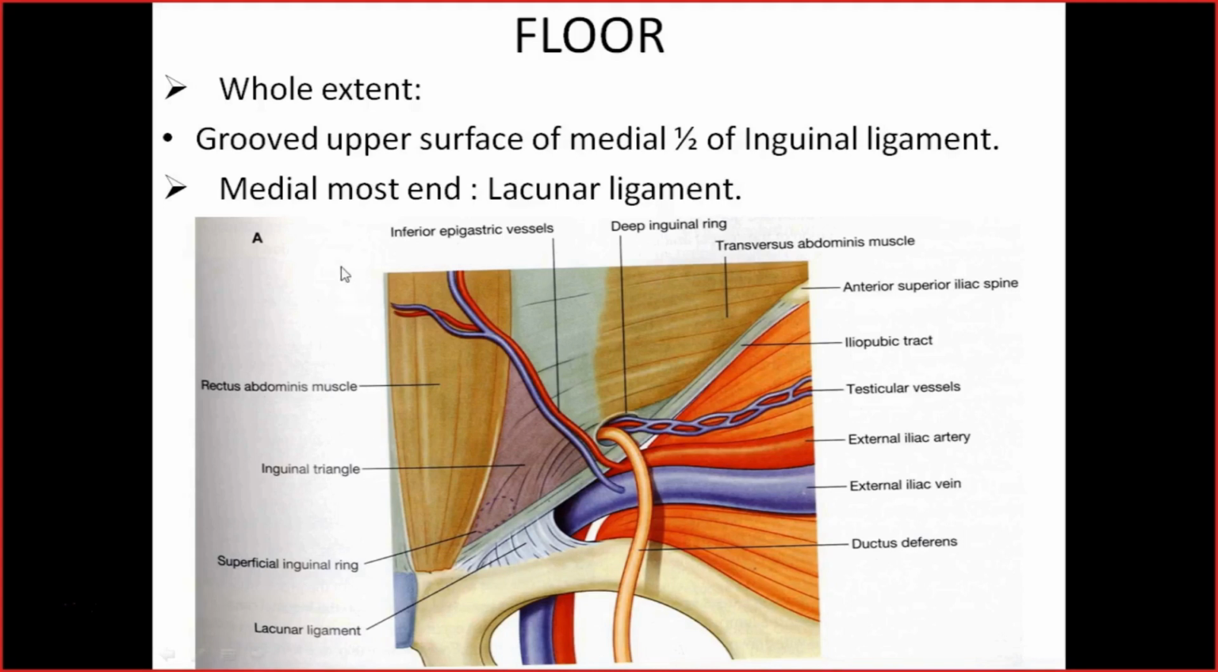Okay, if you are not writing like medial half, medial 1/4 and all, also fine. Just write the medial part contribution, that is by the lacunar ligament, that is enough. Okay. Same in the case of anterior wall and posterior wall also. You don't want to remember exact details. Okay, you have to understand how it is oriented in our body. That much is enough. Okay.